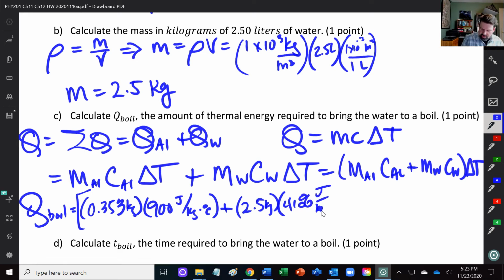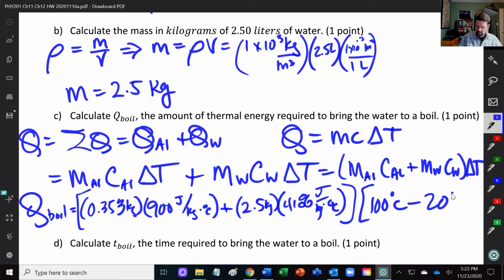joules per kilogram degrees Celsius. And then our change in temperature: our final temperature is 100 degrees because we're trying to bring it to a boil. Water boils at 100 degrees, minus our initial temperature, which is 20 degrees. It's a lot of stuff. It's just a lot of buttons on your calculator, though. You can get that done.